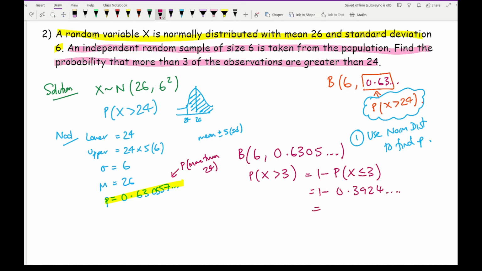And then working it out, I get 0.608 to 3 significant figures. And there is my final answer.